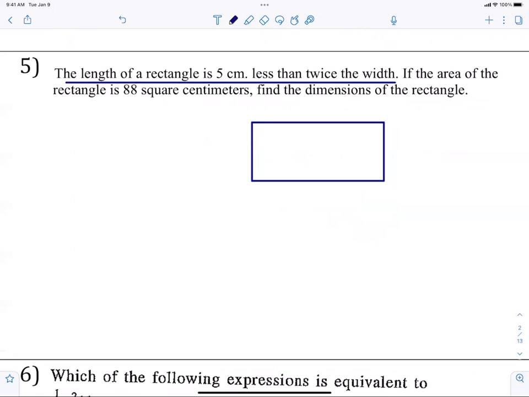For me personally, I think you should label something L and something W. The length is being compared to what? The width. So I think it's important to call the width what? X. You can call it W. I don't really mind. But sometimes I get confused when I have length with the W in it. It just doesn't seem right. So if I call the width X, then the length would be, how do I write 5 less than? -5, and then twice the width.